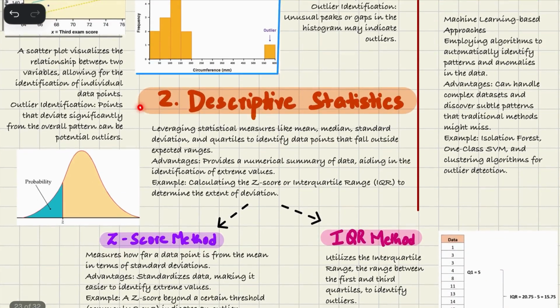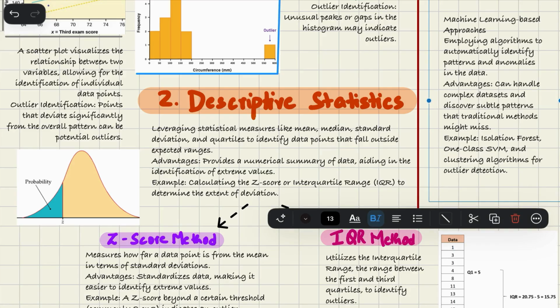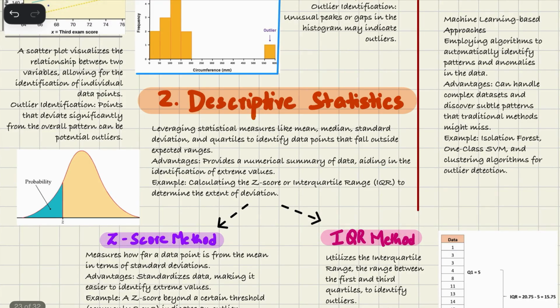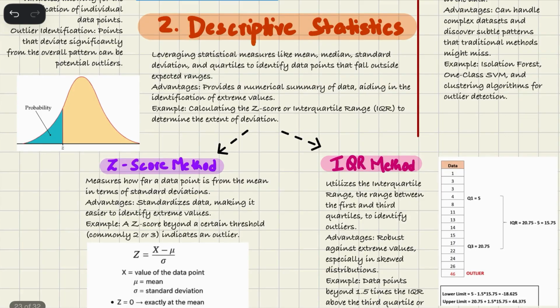All right, so the second method is using descriptive statistics. By using mean, median, standard deviation, and quartiles, we can identify the data points that fall outside the expected range. So what are the advantages? It provides a numerical summary of the data, right? So it can help us identify the extreme values. Descriptive statistics use two methods.